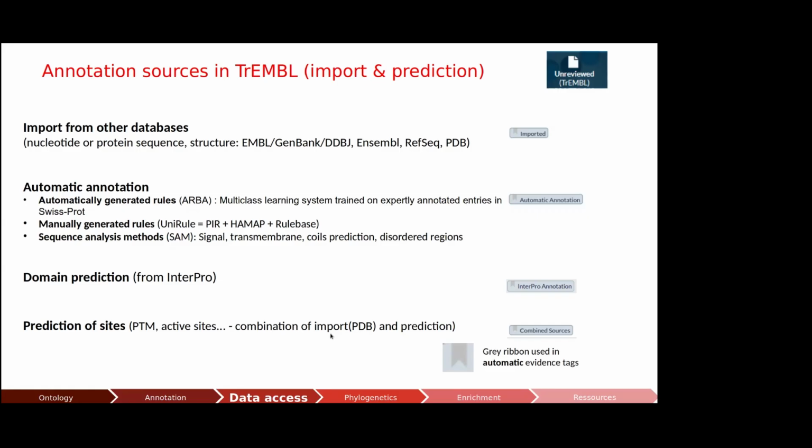Some sites can also be predicted, usually from a combination of PDB import and prediction tools, and then they will have a tag that is called combined sources. And you've probably noticed that for automatic annotations, the evidence tags are labeled with a gray ribbon, not golden as in SwissProt.